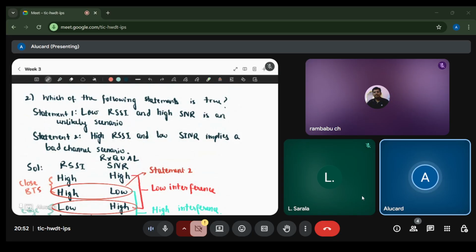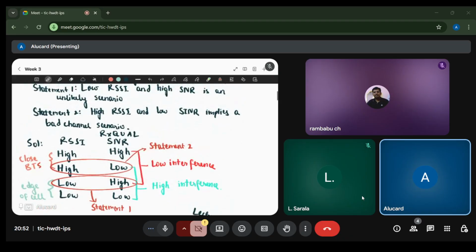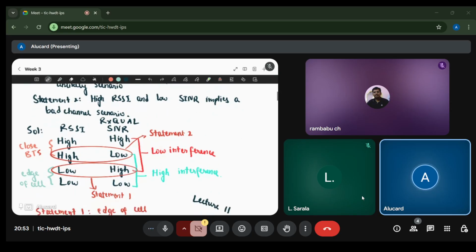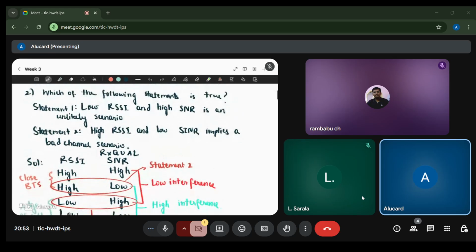And then for statement 2, high RSSI means you're close to your own base station. Low SNR means that there is a lot of interference. So even though you're close to the base station, since the interference is high, how will you classify that? Is it a good channel or is it a bad channel? That also you have to decide.